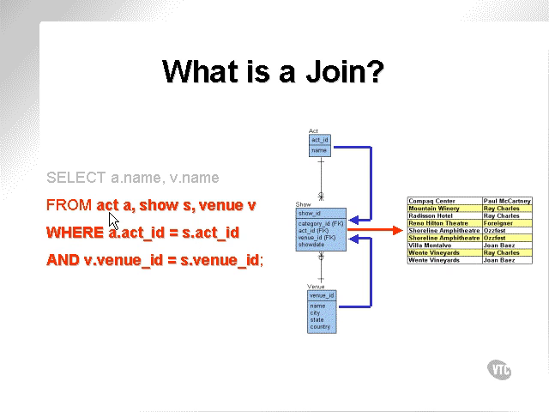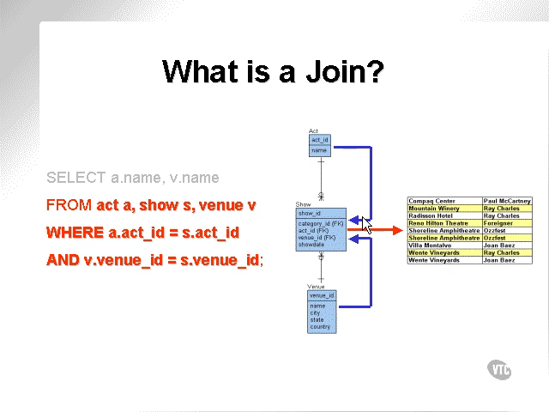What I'm actually joining are the ACT, show and venue tables, not just ACT and venue, because according to my entity relationship diagram structure, the ACT and venue tables are joined together through a many-to-many join resolution type table called the show table.